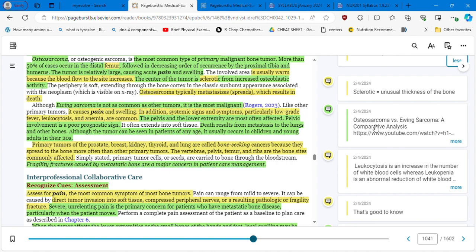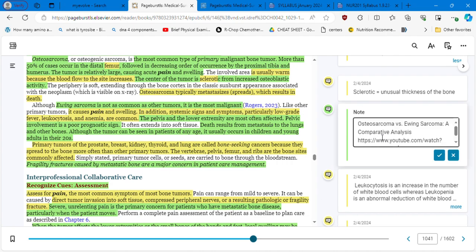So osteosarcoma and Ewing sarcoma, to me, both are malignant, both sound similar. So what we are going to watch now is the comparison, and we're going to try to find the differences between osteosarcoma and Ewing sarcoma, okay?